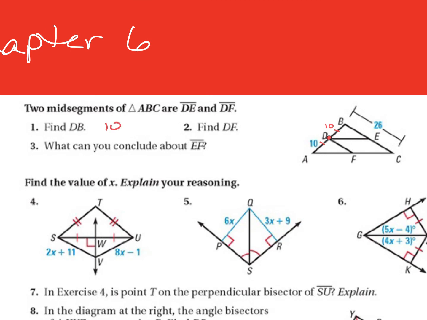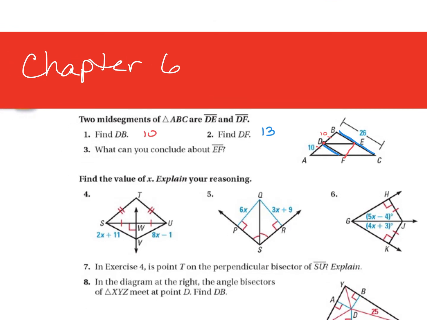Then I also can see that DF is right here, and it's parallel to BC, and the length of BC is 26. So to find DF, I just divide it by 2, and it's 13. If I were to connect EF, this would be the mid-segment to AB. So that's what I can conclude about EF, that it's a mid-segment.